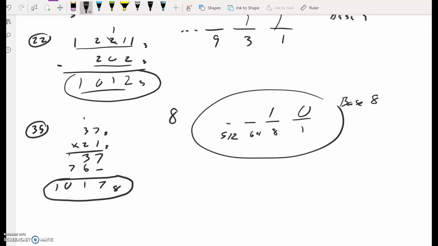Also, you could turn this into a base 10 number, and this into a base 10 number, and this into a base 10 number, and see if this times this equaled this. That would check. I recommend checking.